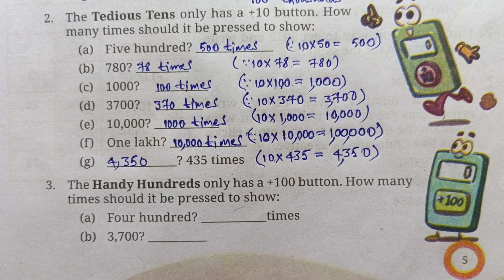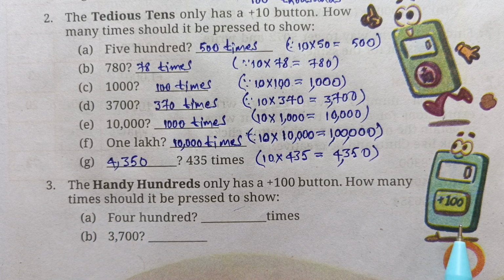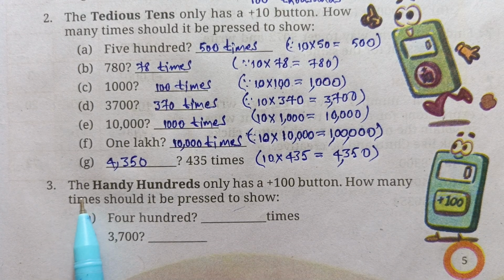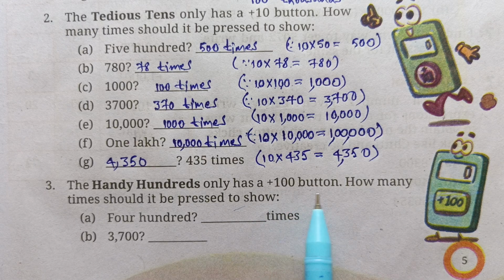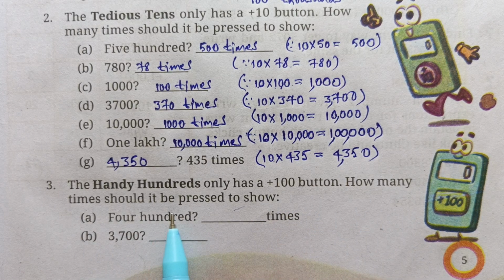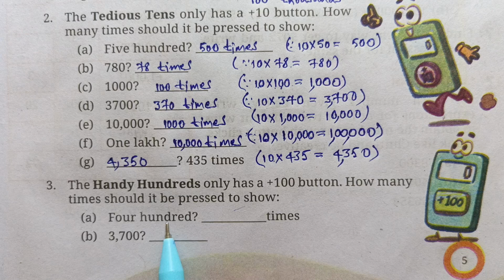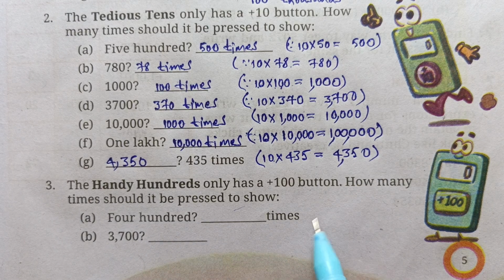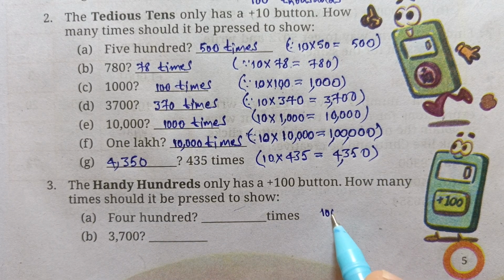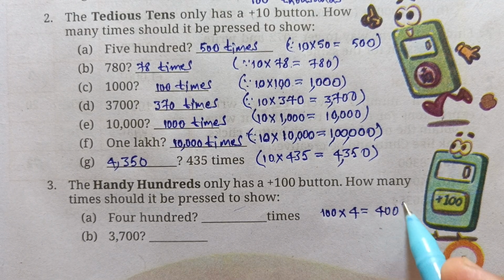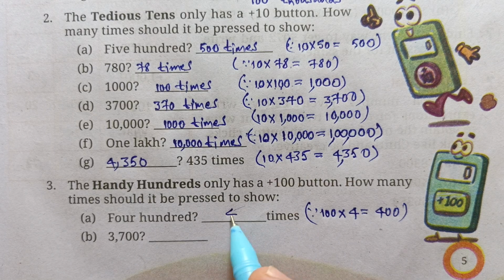Next, coming to the third question, here you can observe the third calculator. Here it has only a plus 100 button. So the Handy Hundreds only has a plus 100 button. How many times should it be pressed to show? Just like the previous case, here we have to multiply with 100. So in order to show the first bit, 400, how many times do we need to press? So 100 into 4 is 400. So that's why here the first answer is 4.